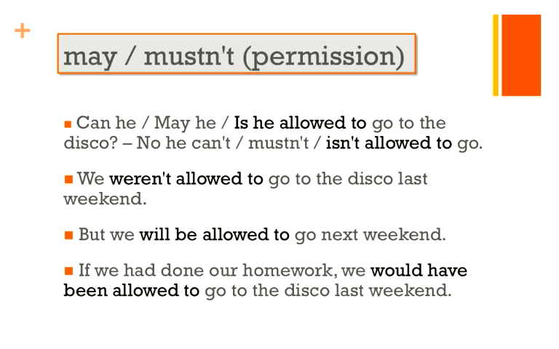And a more complicated sentence: if we had done our homework, we would have been allowed to go to the disco last weekend. And we would have been allowed to go is the conditional in the past, and here you have to use the replacement form to be allowed to. So please remember may, to be allowed to, and mustn't, not to be allowed to, when you are asking for permission.